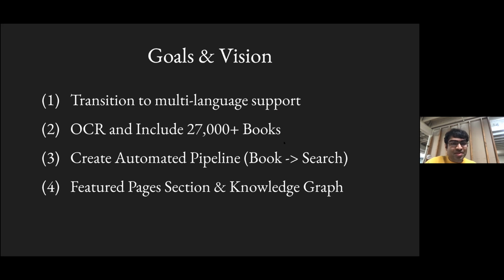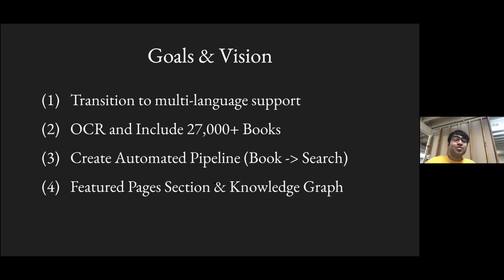The second thing was OCRing all of the 27,000 plus books on Jain Library. It's a massive process. And as you saw, just for 3,000 books, it took 100 hours. So this will definitely be many days, many weeks of work.